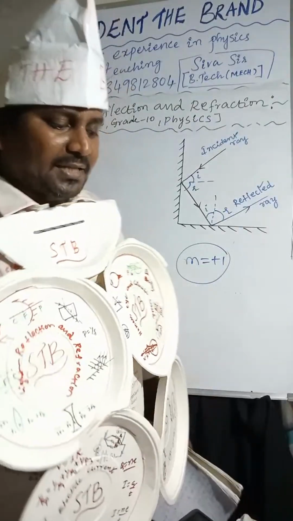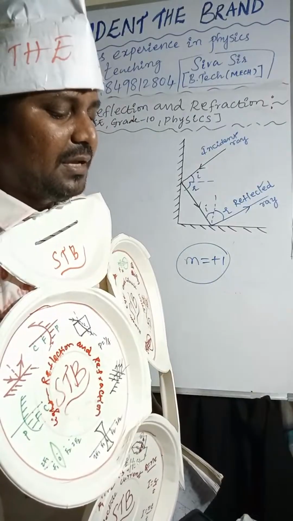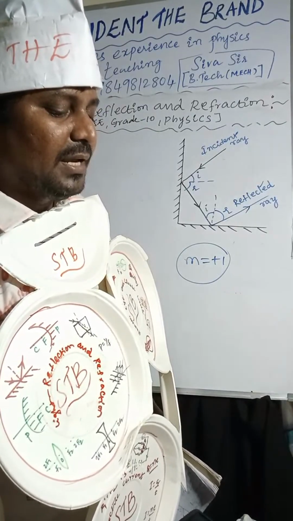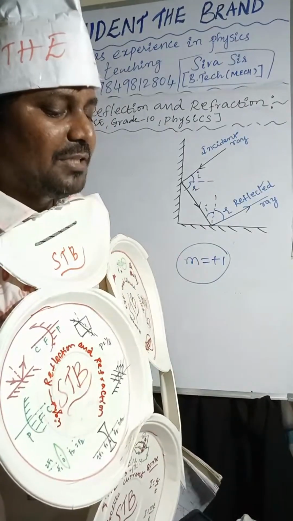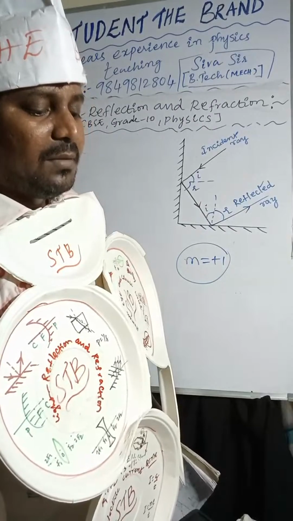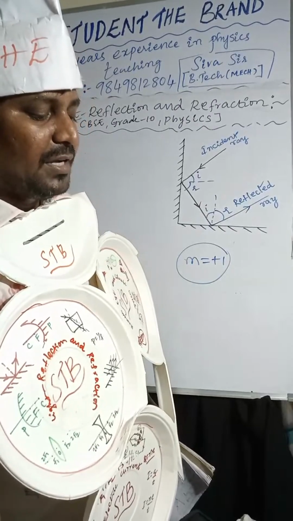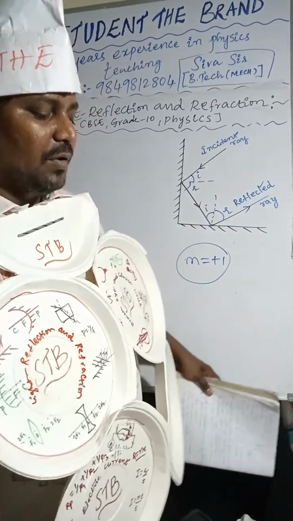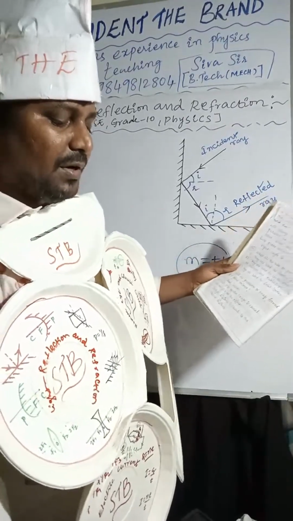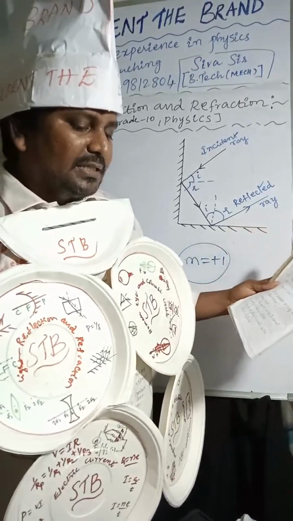erect and same size. The image formed is virtual, erect and same size. That's why only in the plane mirror magnification is +1. Okay, so I hope it is very clear to you all. Next, we are going to the next question.